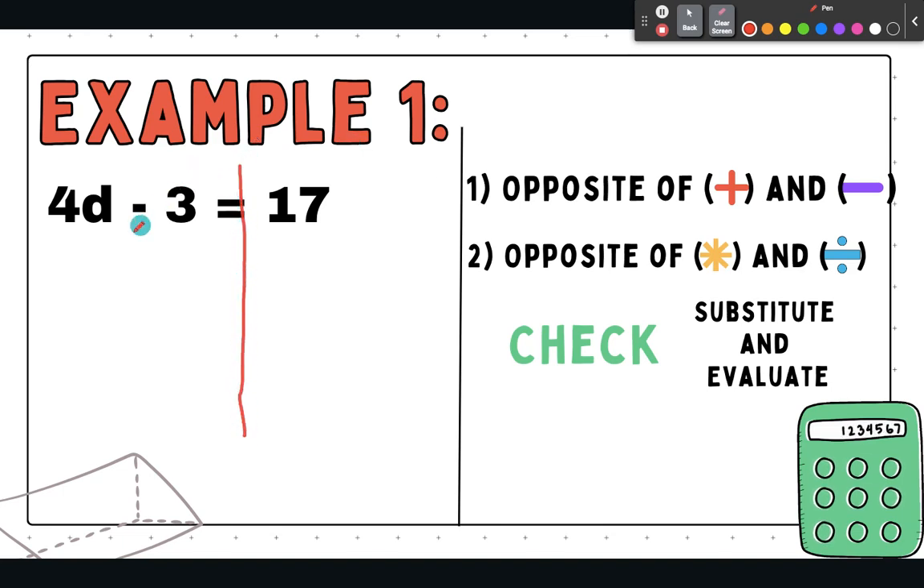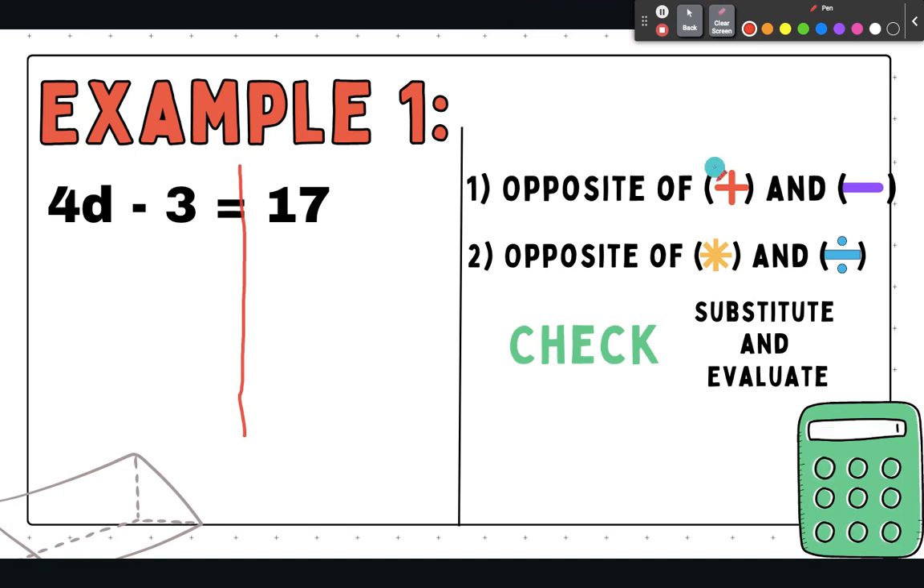So our very first thing I'm going to do is draw a line down my equal sign just to make sure that whatever I do to the left side, I do to the opposite side. That's really important when you're dealing with equations. How do you know you're dealing with an equation? Easy. It has an equal sign like this and two expressions on both sides. Okay, so 4 times d minus 3 is 17.